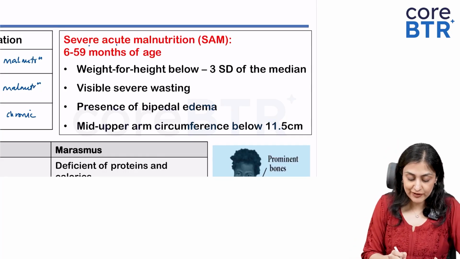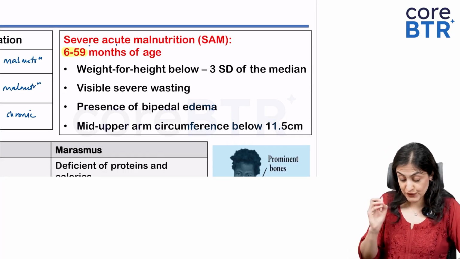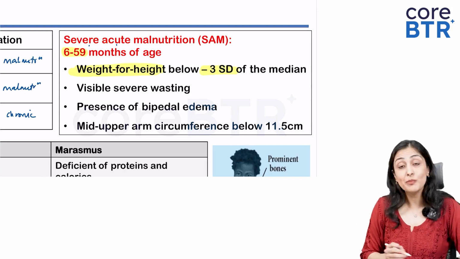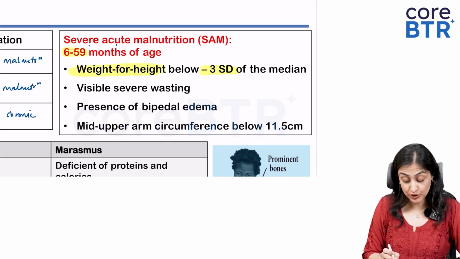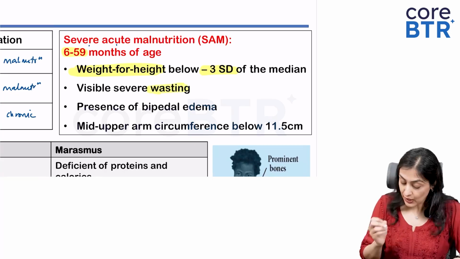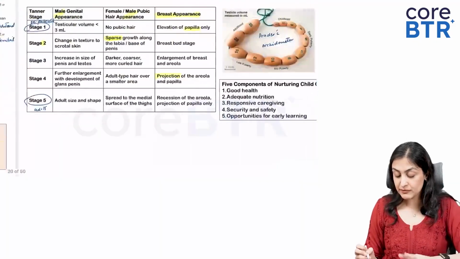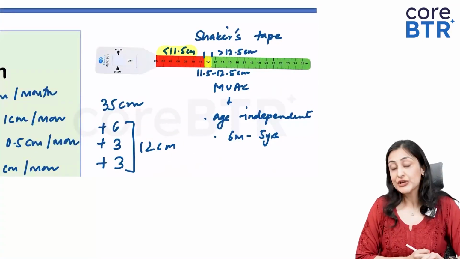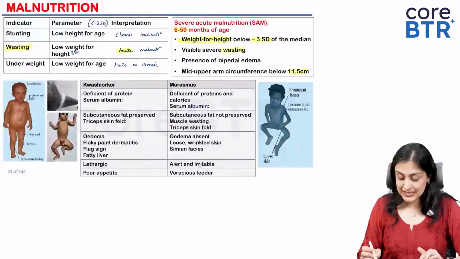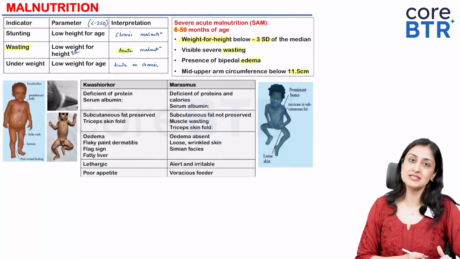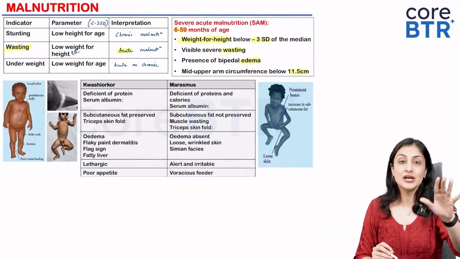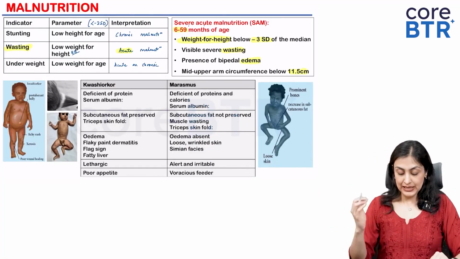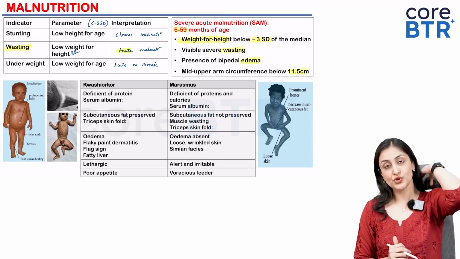So this is a term we use for 6 months to 5 years, where weight for height is below -3 standard deviation, acute, wasting, or you remember mid upper arm circumference below 11.5. So this is what is severe, right? Or we are seeing edema. So that's the criteria. Do you have to memorize it? Not at all. So this is what is severe acute malnutrition. Right. Now let's discuss kwashiorkor and marasmus.